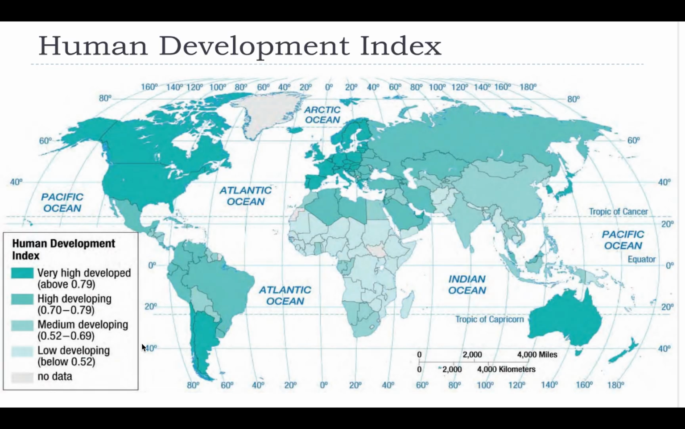Here we have classifications of Human Development Index. So the United Nations has indicators. They also have the broad categorizations of more developed, newly industrialized countries and less developed countries.